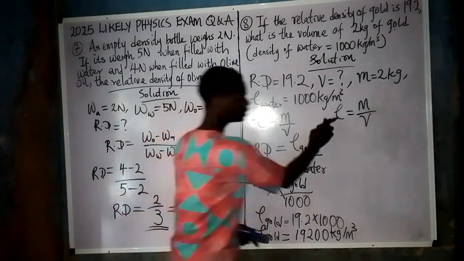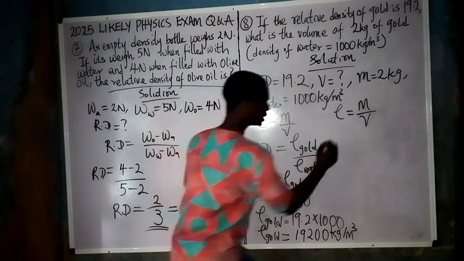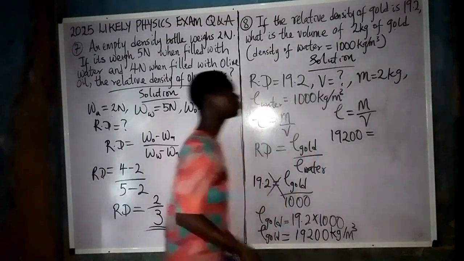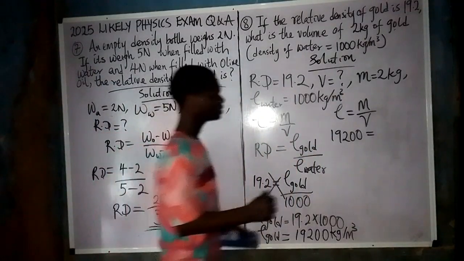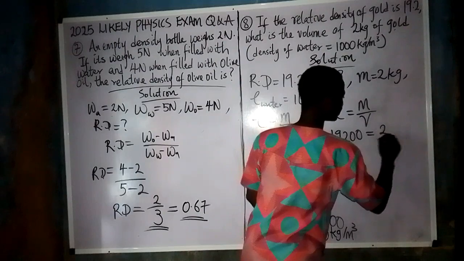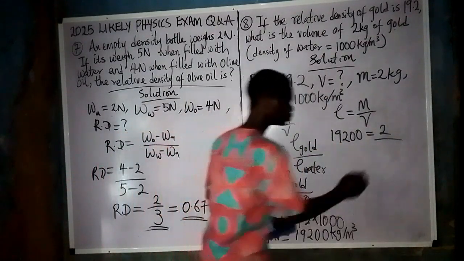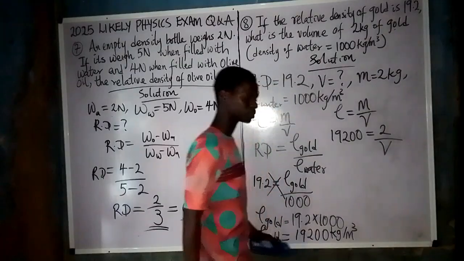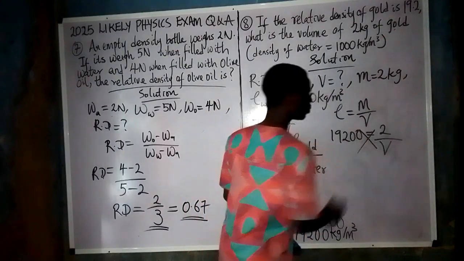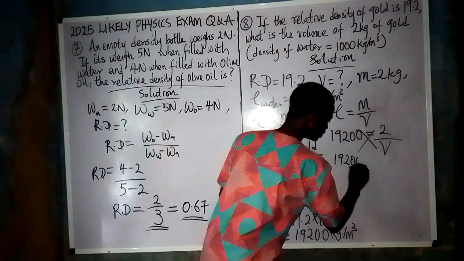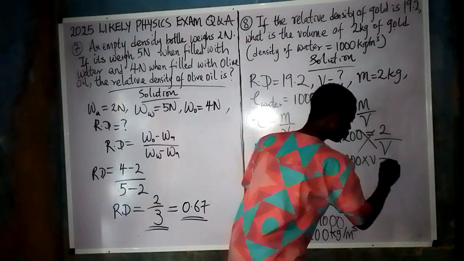What is P of gold? It is 19200. What is mass of gold? It is 2 kg. Now what is volume of gold? It is unknown, so it will remain V. Now let's cross multiply. We have 19200 times V equals 2.